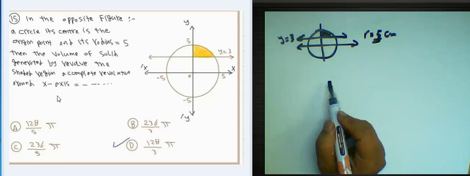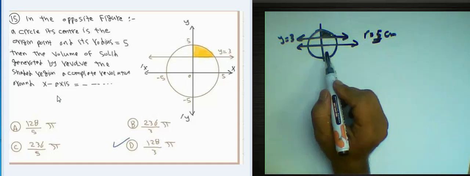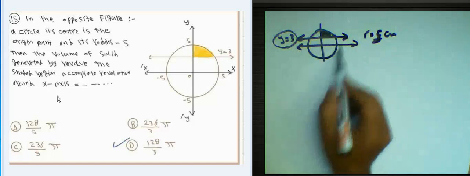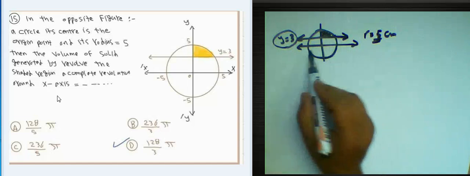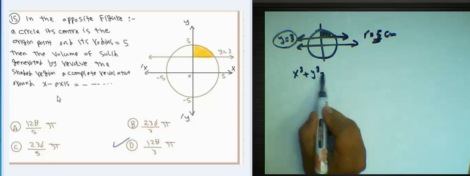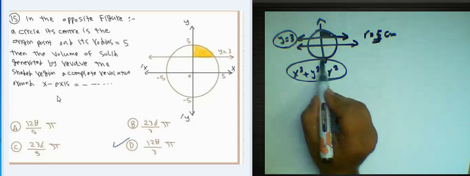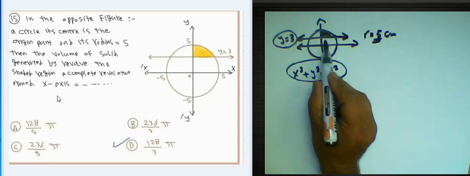Okay, first we must find the point where they intersect at y. Put y equal 3 in the equation of the circle. We can find the equation of the circle here. We know x power 2 plus y power 2 equals r power 2, because the center of this circle is the origin, point 0 and 0.